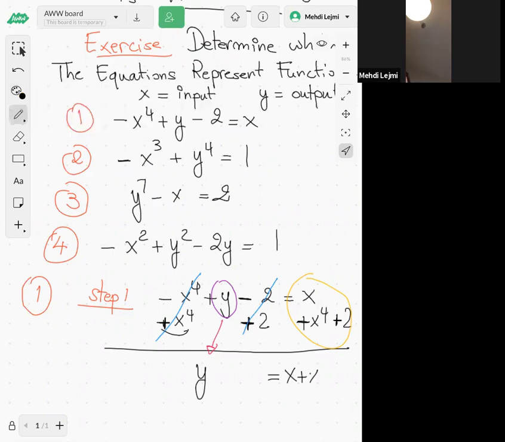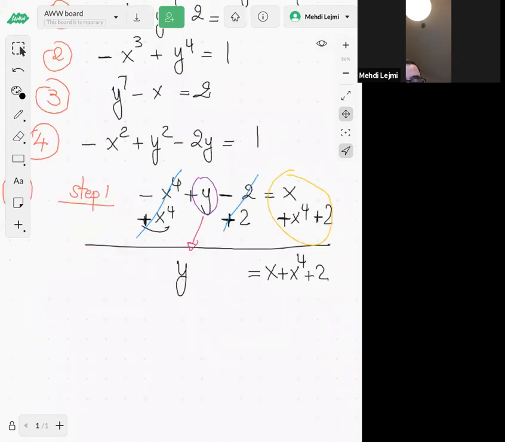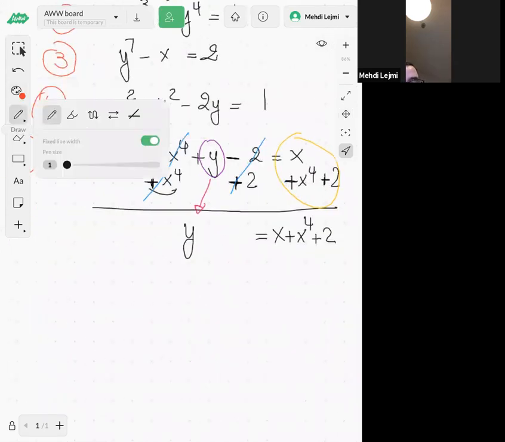x plus x to the fourth plus 2, right? So now I got exactly y. There's no need for a square root or anything else. So I have exactly y, and that's good news. So now I can move to my second step.